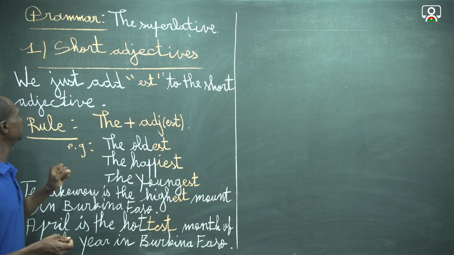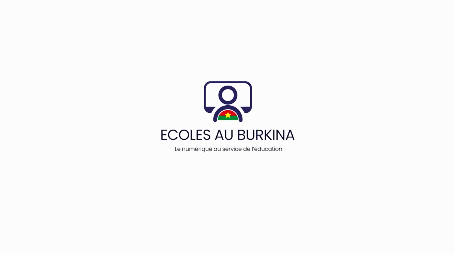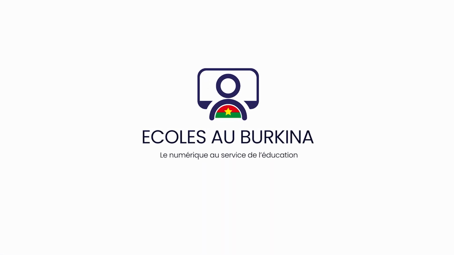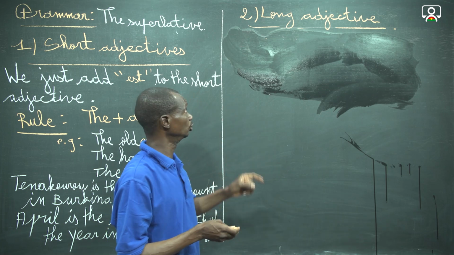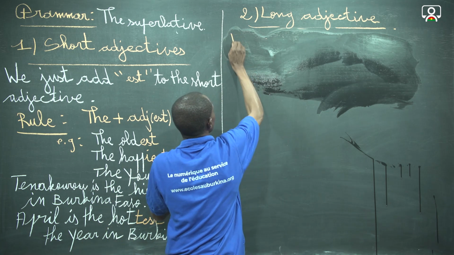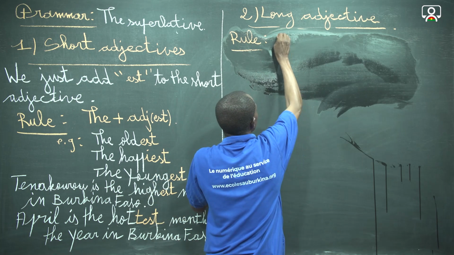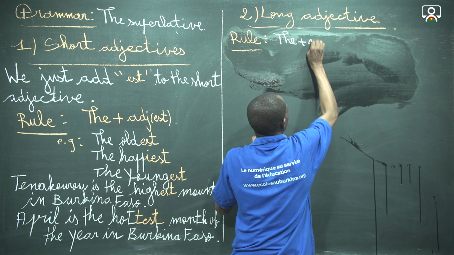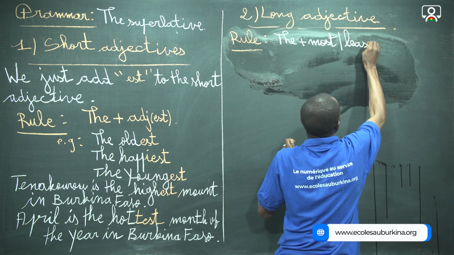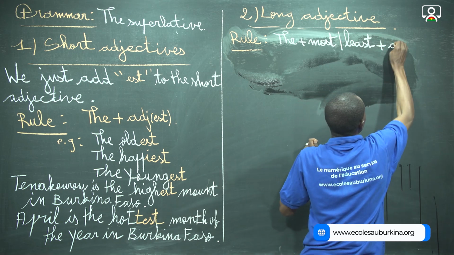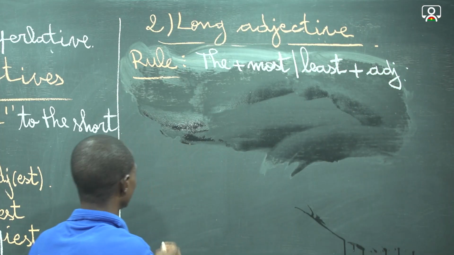Now we are going to deal with the long adjective. Number 2, superlative with the long adjective. The rule of formation is the following. It is the plus most or least, it can be the least also, plus the long adjective. This is the rule of formation.